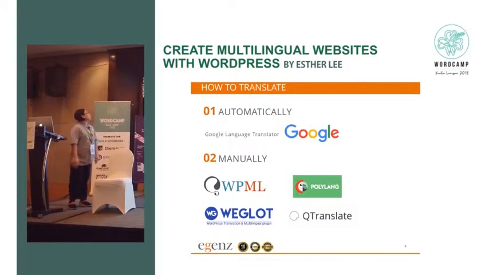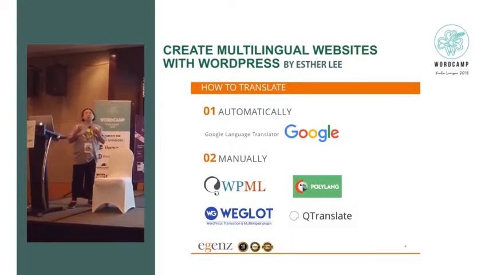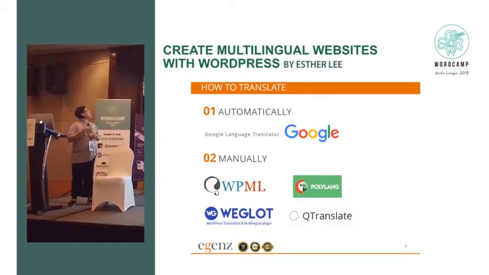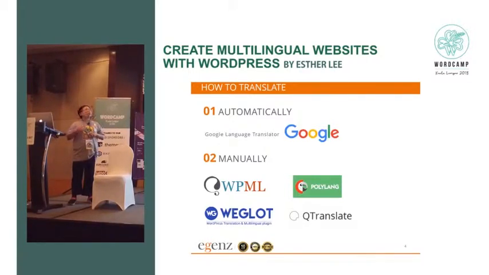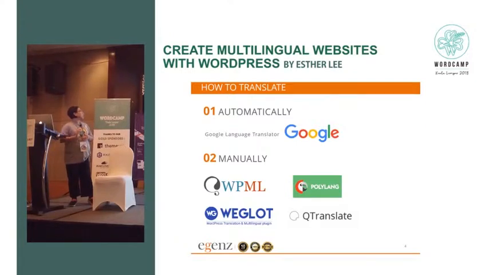There are two ways of doing the translation. So I think if you are lazy or maybe you do not have that much time doing it very specifically, you can actually use an automatic way, which is Google Language Translator plugin. If you have the time and you want things to be professional, everything to be translated in a very professional method, then you will have to go to the manual way.